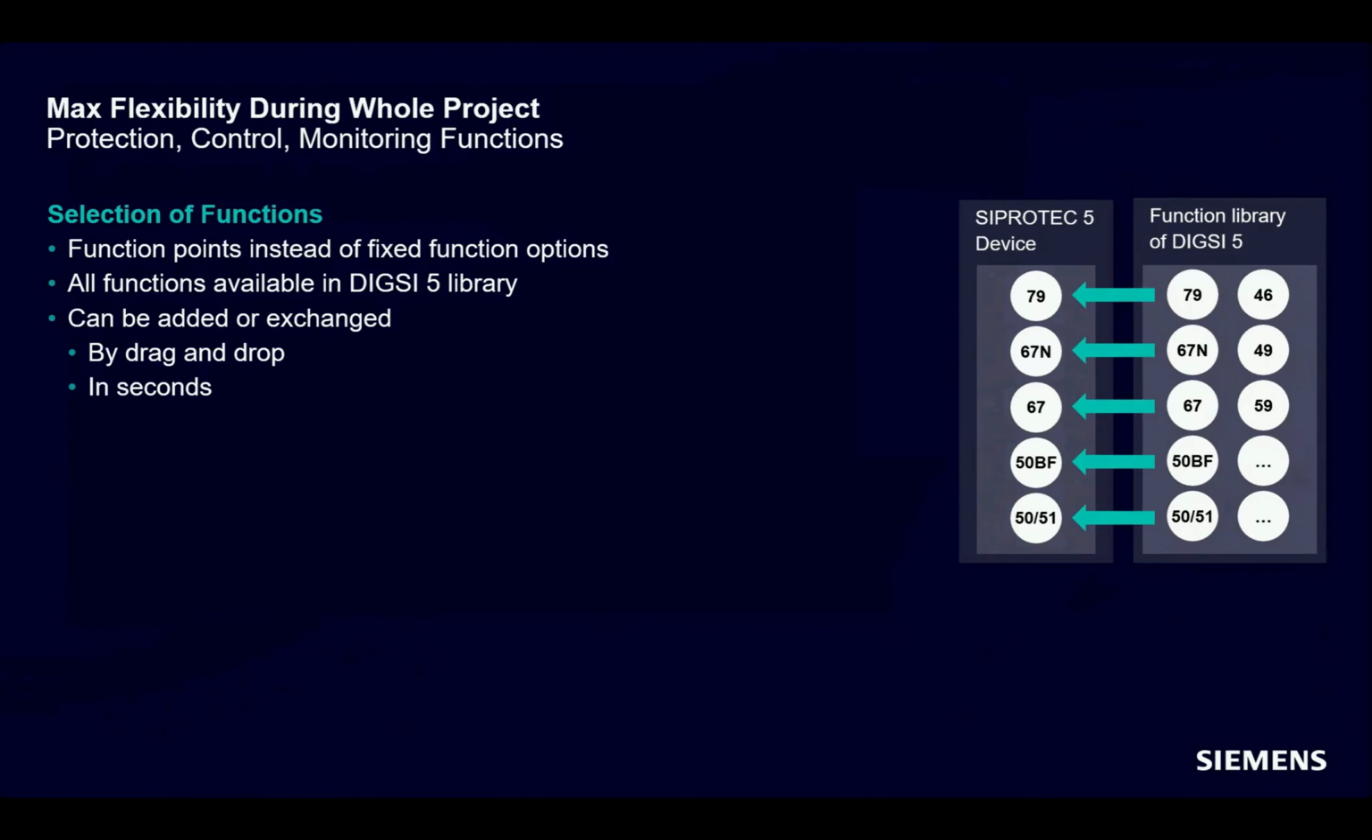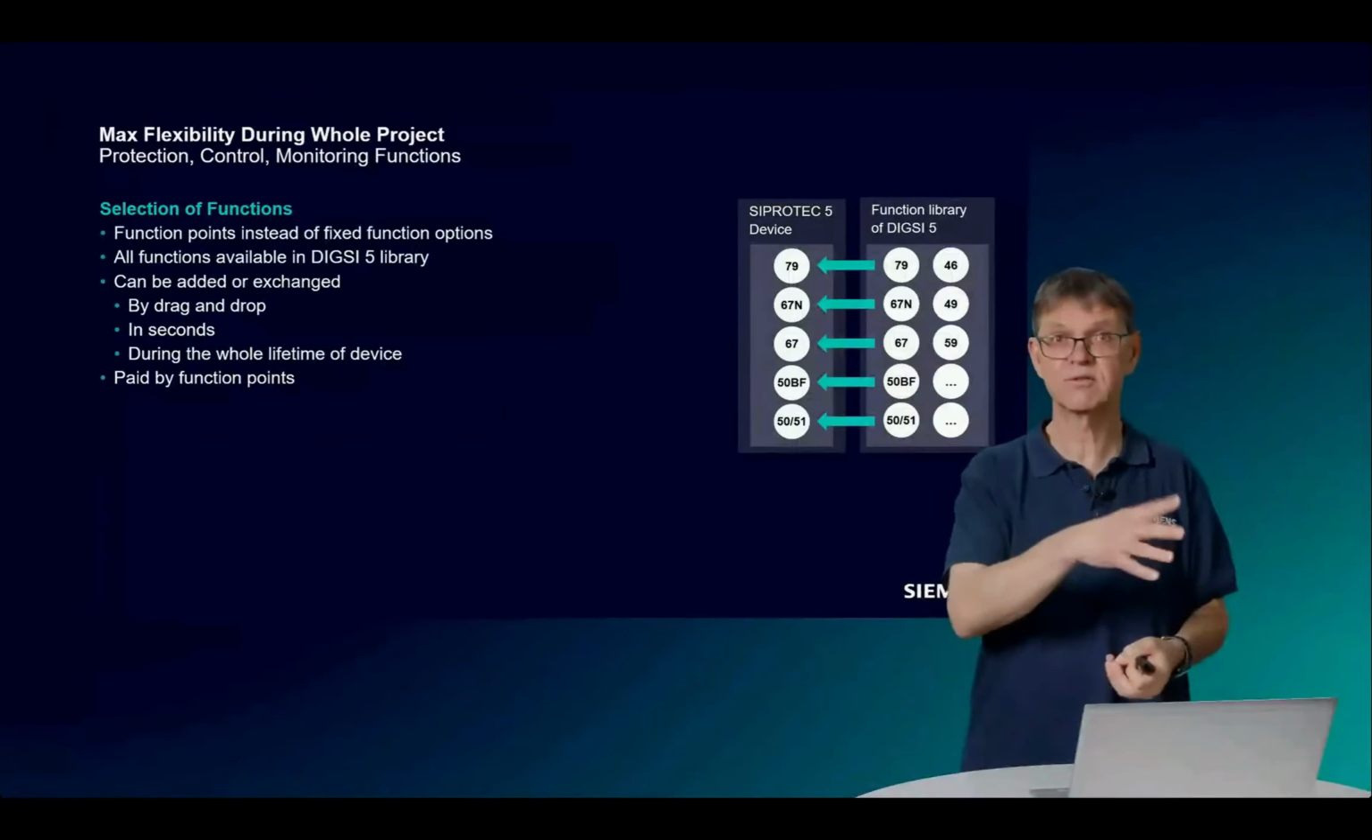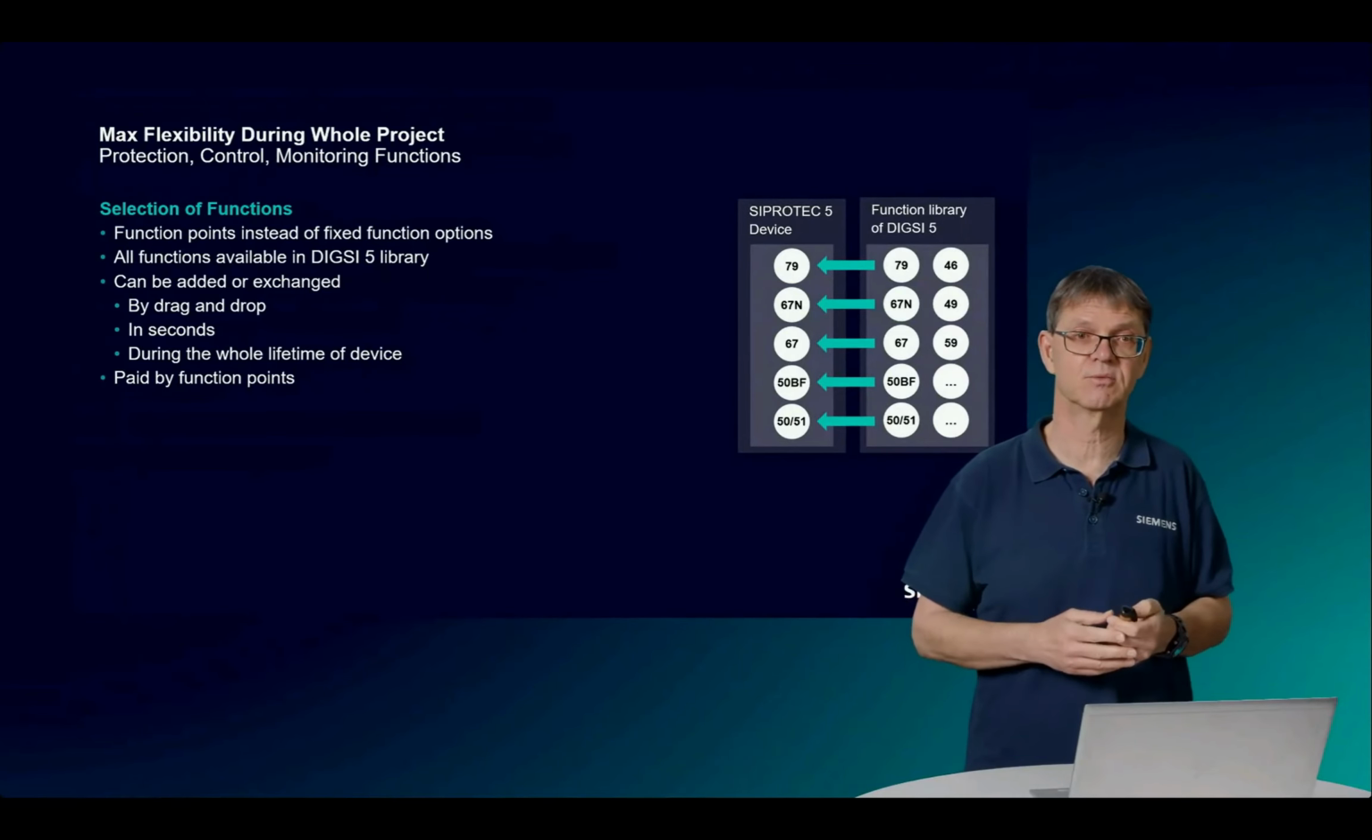And in that way, you can also swap or delete or add additional functions in a few seconds with a DIXI5. And this during the whole lifetime of the device again, so everybody can do this. And this is the big advantage. So you don't buy a relay which has fixed functions, but you are flexible for the future by adding new functions. For example, if we develop new functions, you can take the functions and put them into the device afterwards.